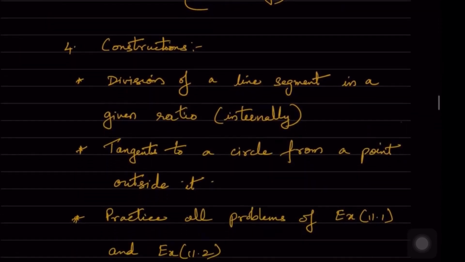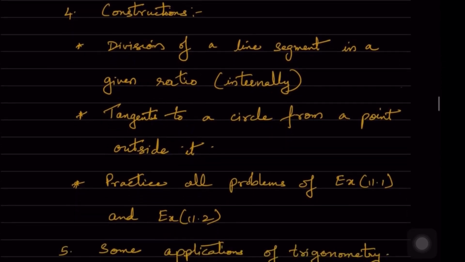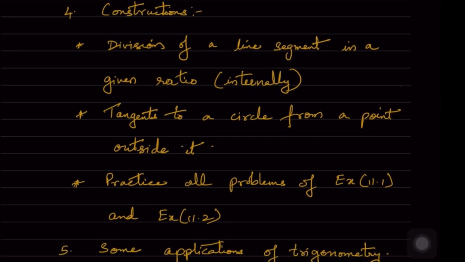Next, the next chapter which we have is constructions. Division of a line segment in a given ratio internally, tangents to a circle from a point outside it. Practice all problems of exercise 11.1 and 11.2.